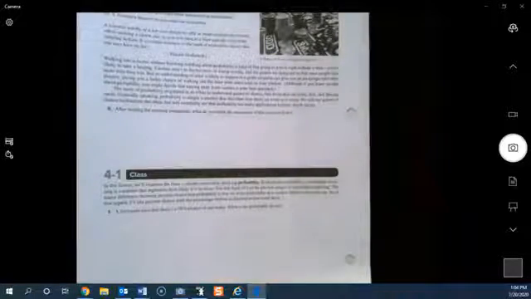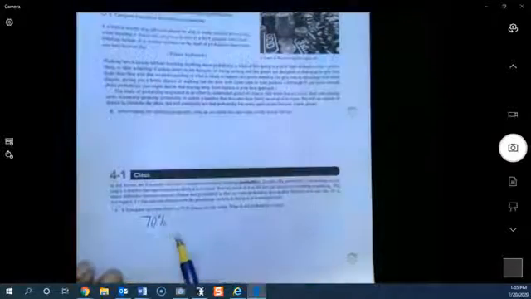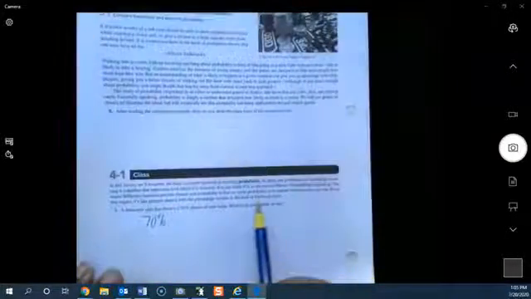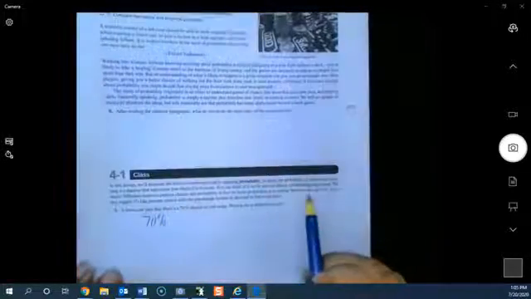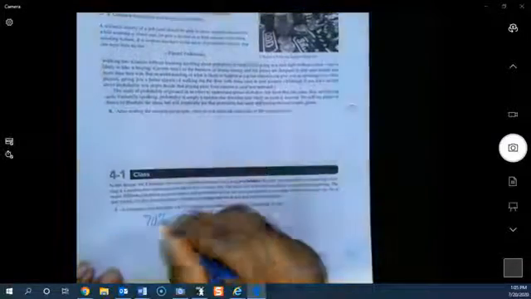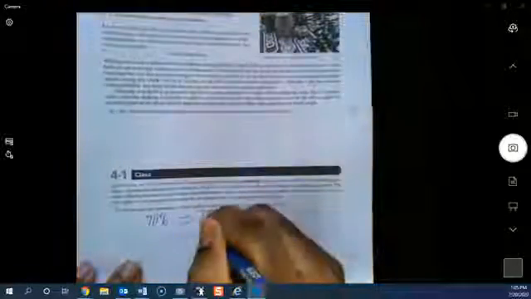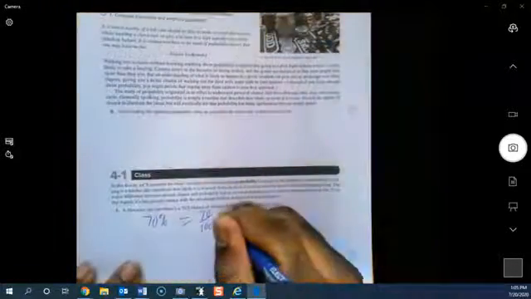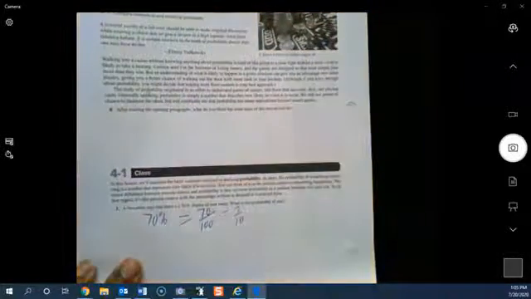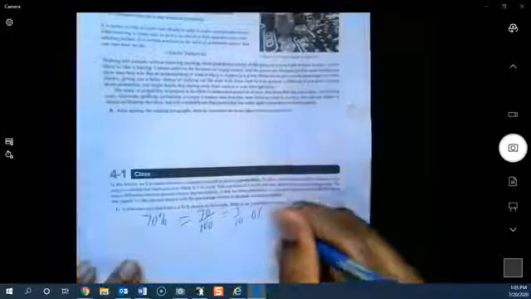Number 1, it says a forecaster says that there's a 70% chance of rain today. What is the probability of rain? So remember, 70% is written as so, but now we have to rewrite this in decimal or fractional form because we want our answer to be between 0 and 1. So 70% is the same thing as 70 over 100, and then we can simplify this to be 7/10. Or we could write this as 0.7.